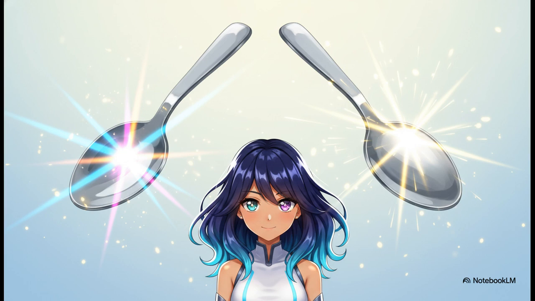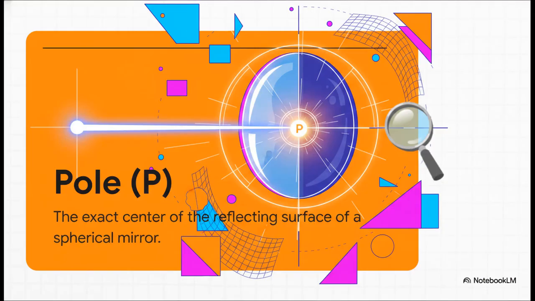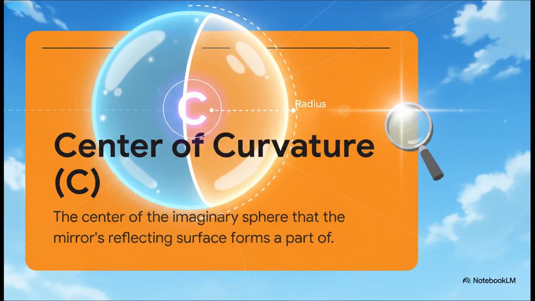It's that simple. To really understand how these mirrors manipulate our light ray, we need to rapidly build a map of a mirror's anatomy. We'll start with the pole, represented by the letter P. Think of this as our central anchor point. It sits exactly in the dead center of the reflecting surface of the mirror itself. Next up is the center of curvature, or just C. Remember how we said these mirrors are parts of a sphere? Well, C is the literal center of that imaginary sphere. It sits completely outside the reflecting surface, representing the very heart of the invisible globe our mirror was cut from.